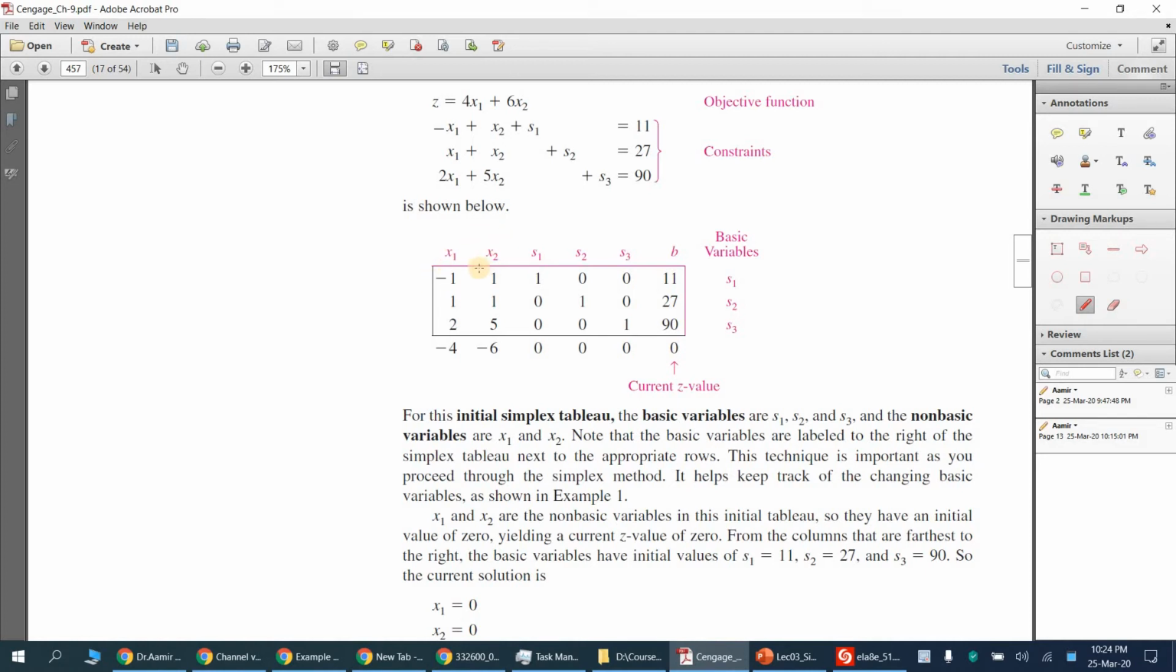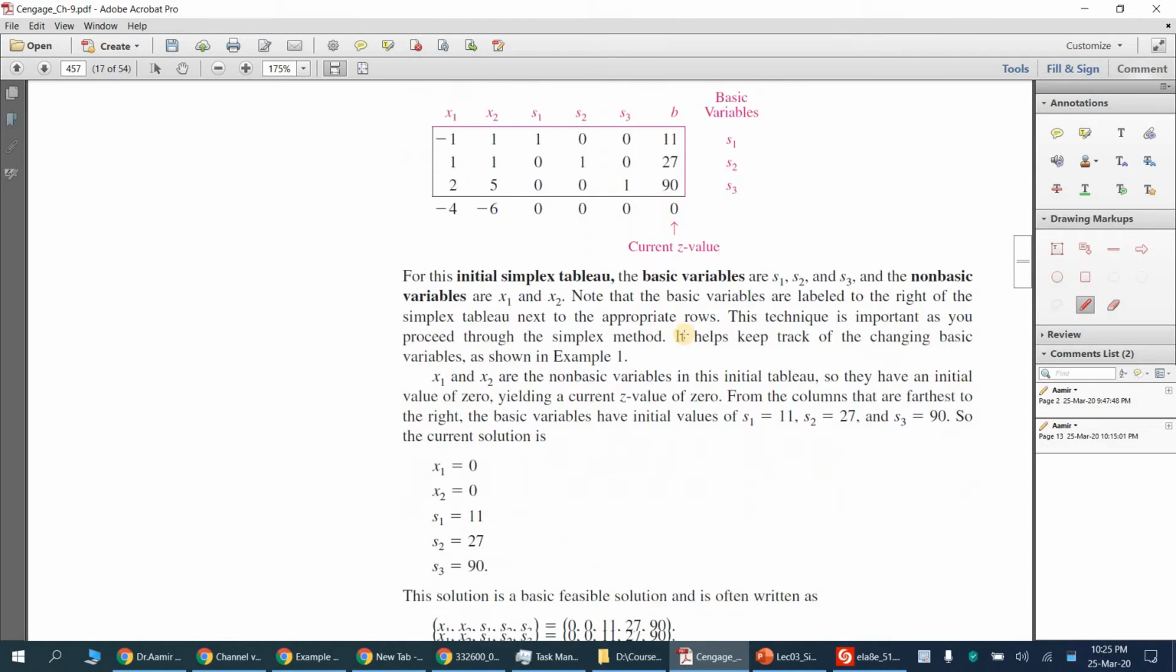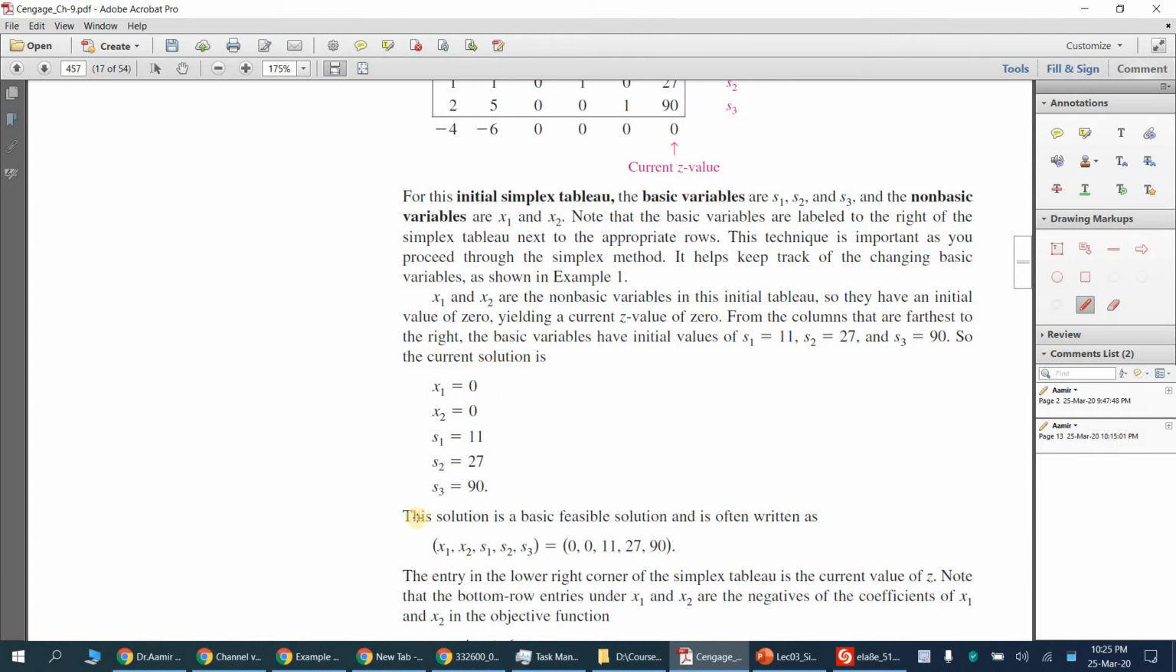When you make these two 0, then s1 becomes equal to 11. When these two non-basic are 0, then your s2 is 27 and so on, s3 is 90. So this is your starting basic initial simplex tableau. This is your first bad solution. Okay, this is the starting point.